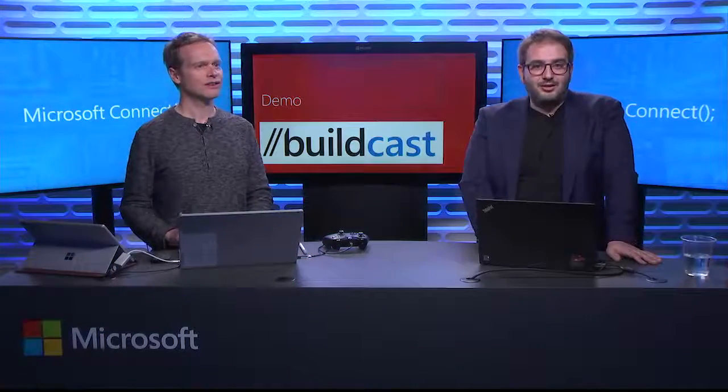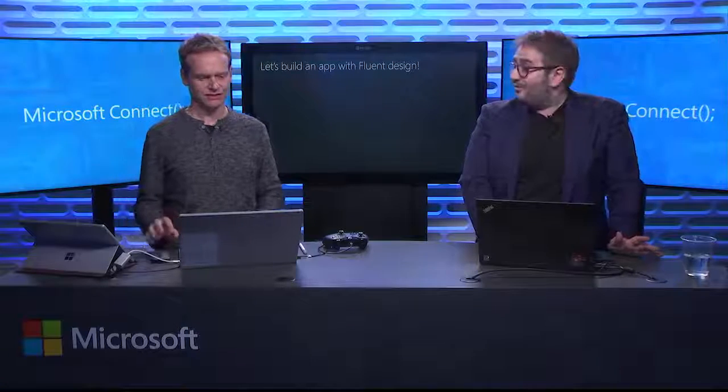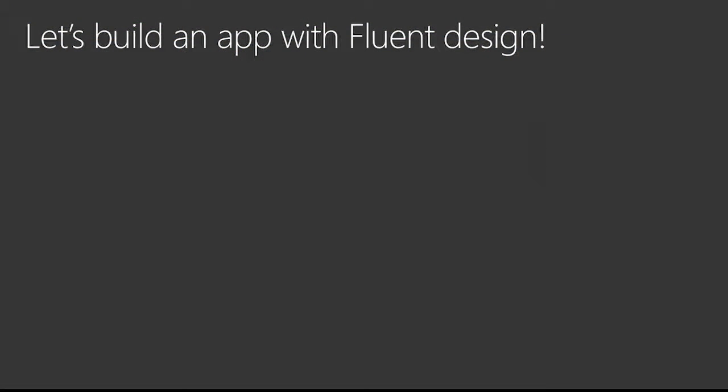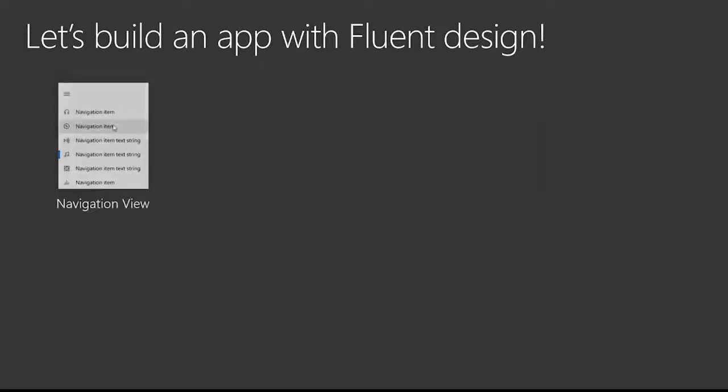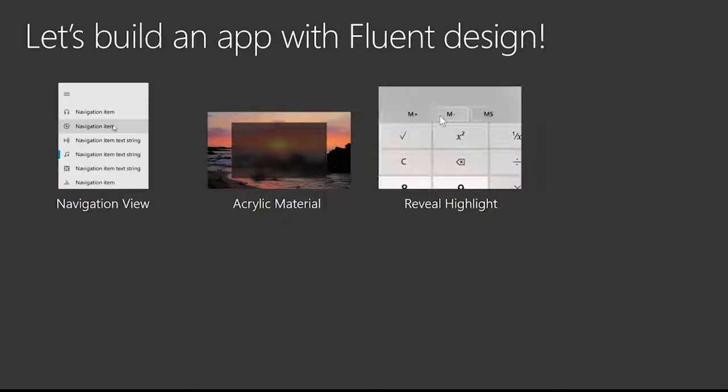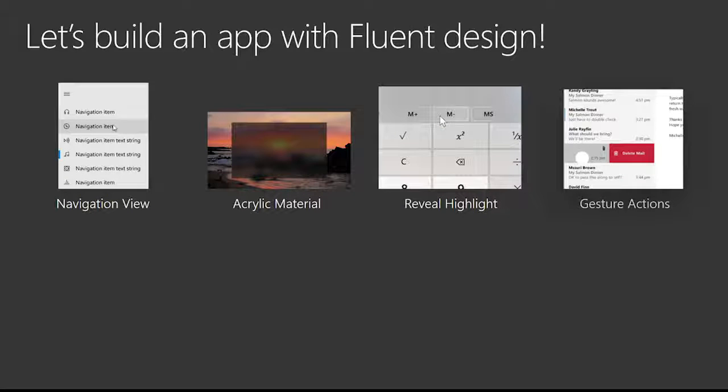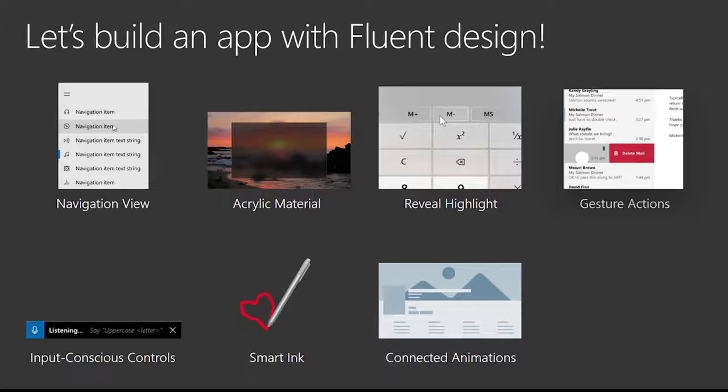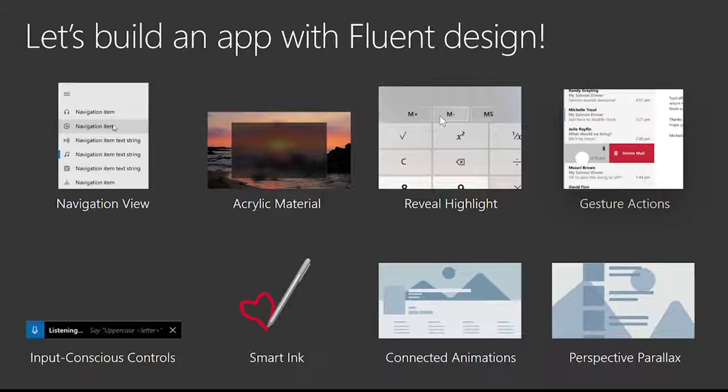All right. So there's a bunch of different elements of things that James showed there that we're going to walk through today in detail to show you how to build an app with Fluent Design. And so that's the navigation view control, the acrylic material, the reveal highlight, gesture actions, input conscious control, smart ink, connected animations, and perspective parallax. So there's a lot there. A lot of fun news. These are just some of the new elements that we'd like to share with you and talk about.